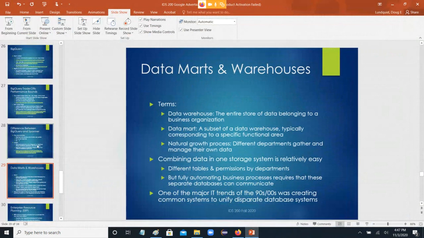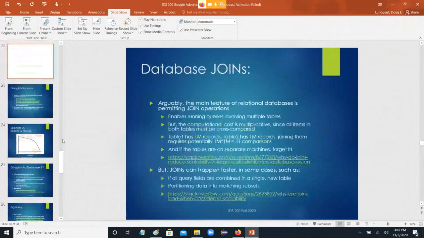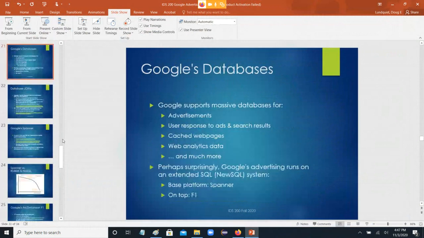So that's it. BigQuery and Spanner, F1. The key things you should know, right? I'll walk you through all these things again. So number one, Google's advertising system runs on extended SQL. It's not just SQL, but it's not quite NoSQL either. It's kind of this intermediate thing. Basically it uses the same syntax, but data has special arrangements. F1 is the database that holds Google's advertisements.